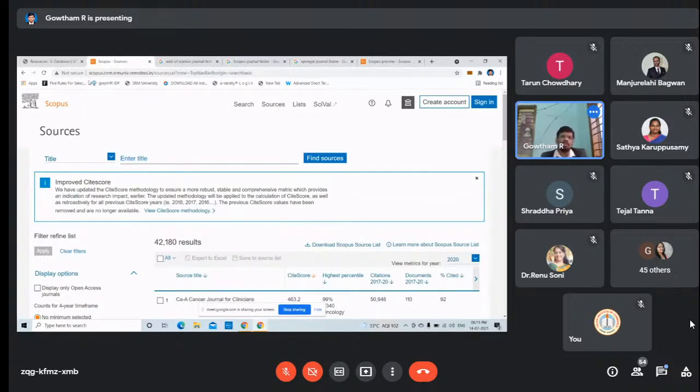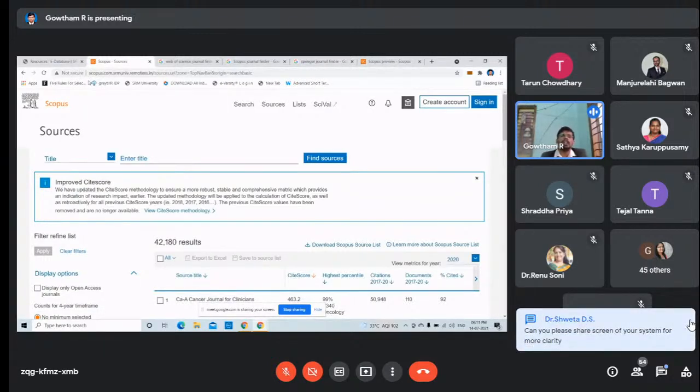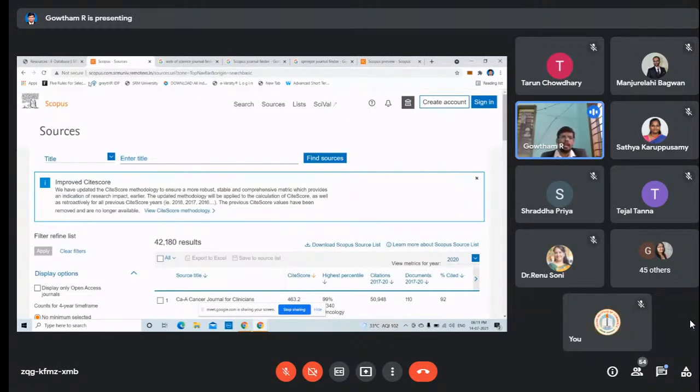Kindly remember, Scopus is not a publisher, right? Keep that point in mind. Don't confuse a publisher with a database. A publisher is something different, a database is something different. Scopus is just an indexing database. Similarly, Web of Science is not a publisher. They are only indexing databases, right?